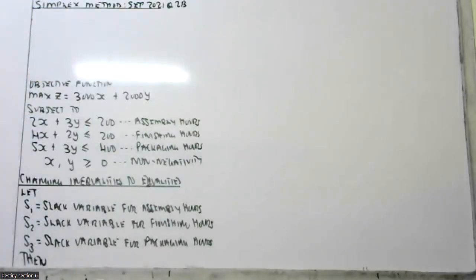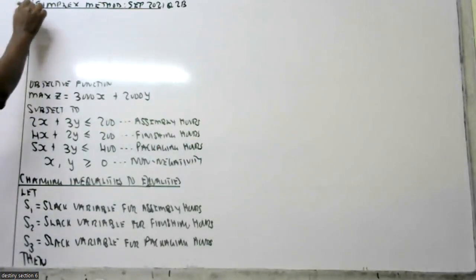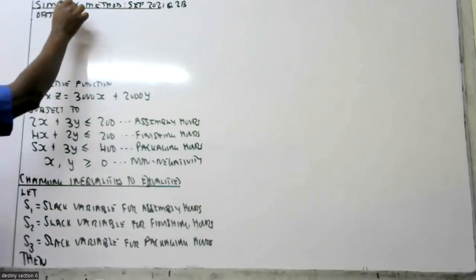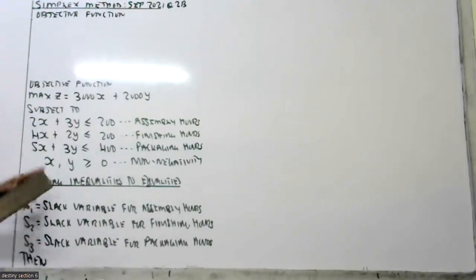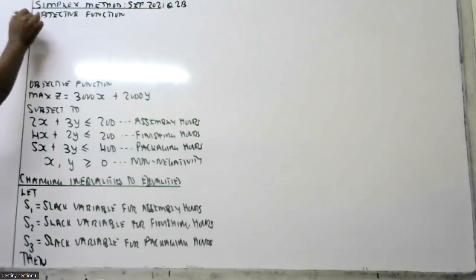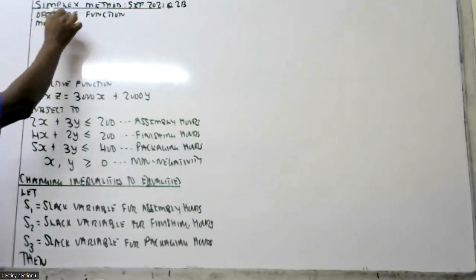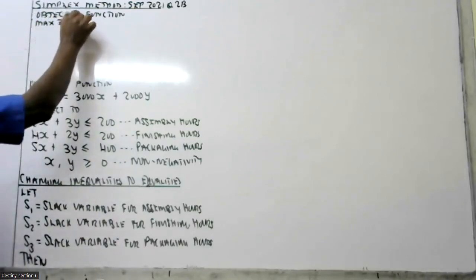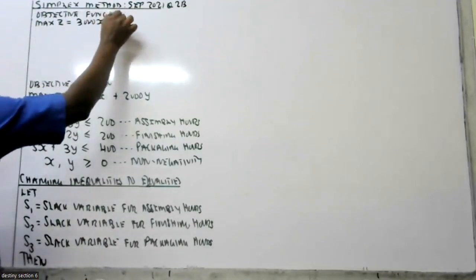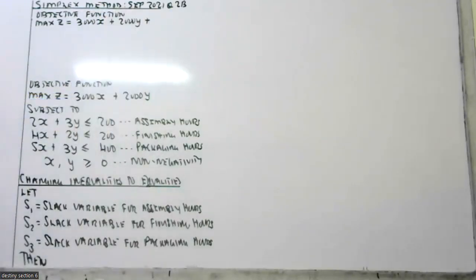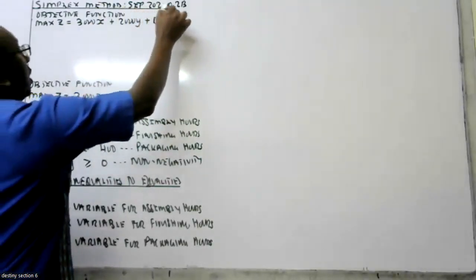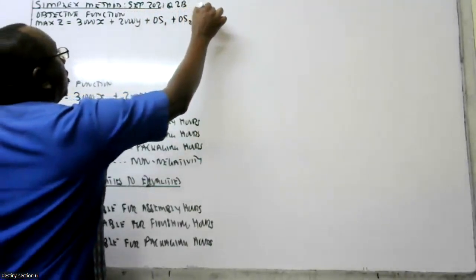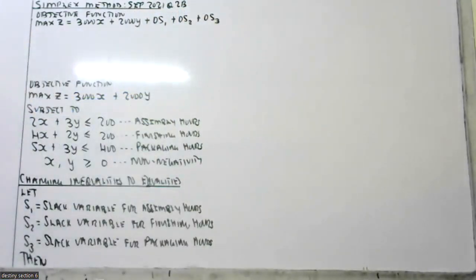Then you now bring the objective function the way it is: maximize Z equal to 3000X plus 2000Y, plus you now bring these S's and they all come with contributions of zeros. So 0 S1 plus 0 S2 plus 0 S3. So that is how they come in.